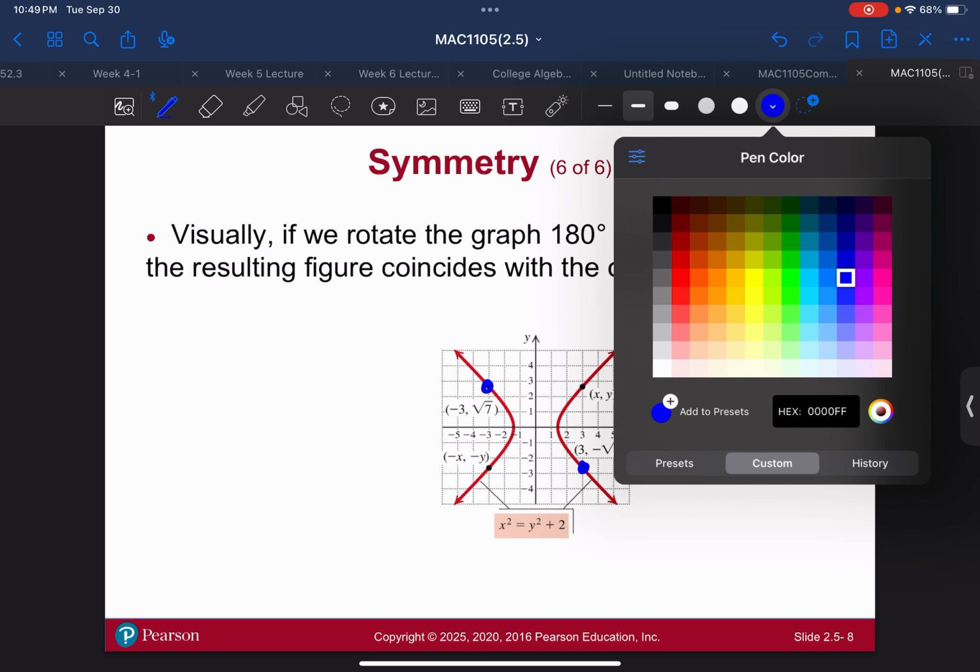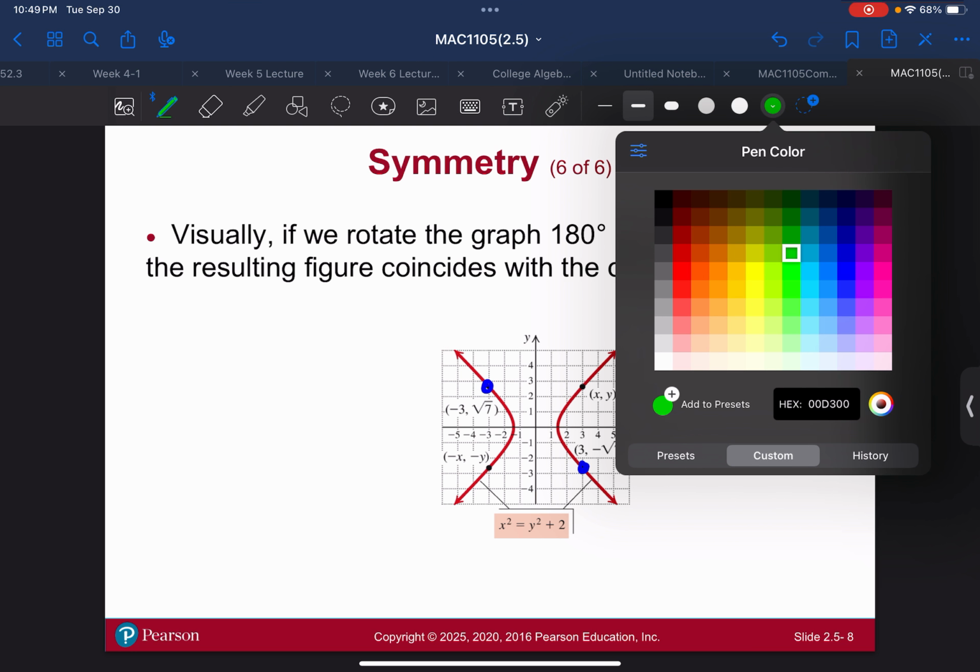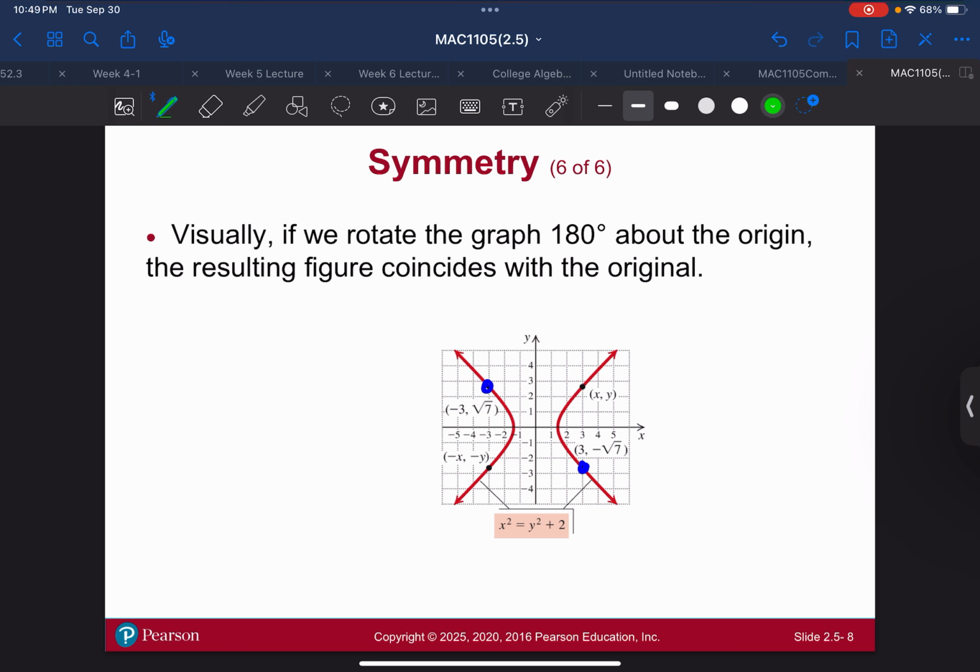And if we pick any other pair, say, then they will have the same property. I'm not going to pick them because it's kind of hard to see what their coordinates are in this graph. But they will all have the same property.